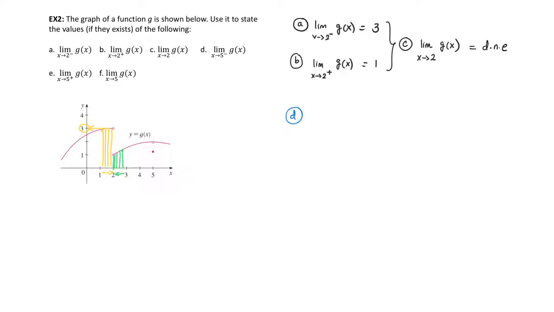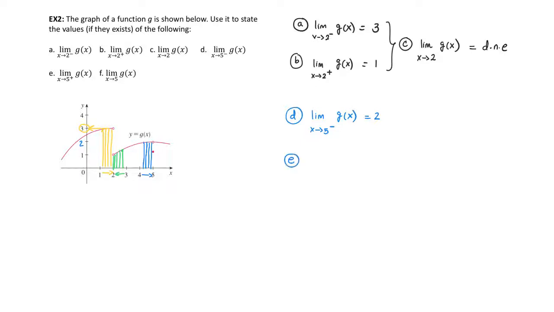Now let's go to D, right here. They're asking for the limit as x approaches 5 from the left of g of x. So this is the left-sided limit at 5. So using the graph, I am now approaching 5 from the left. If I start going up to my graph, the y values are approaching 2. So I'm going to say over here 2.